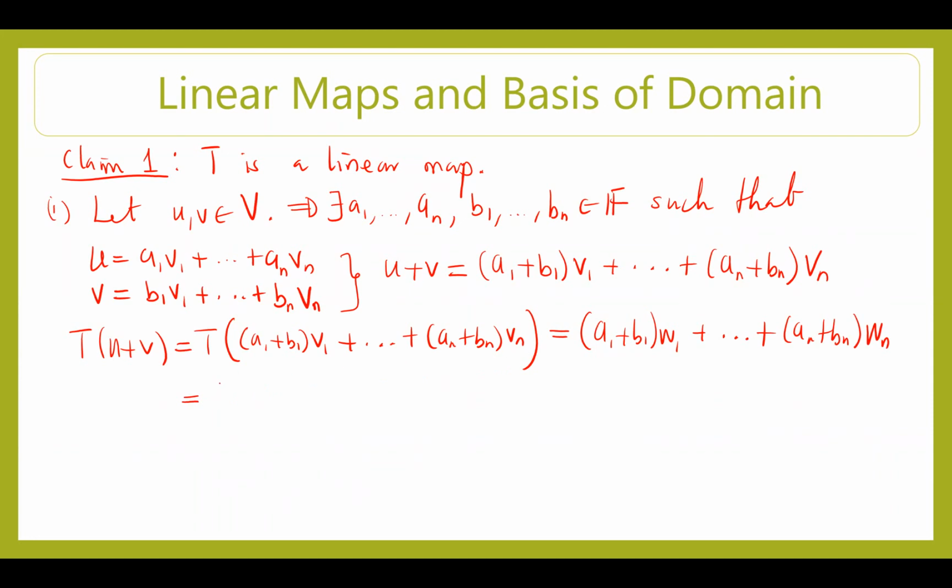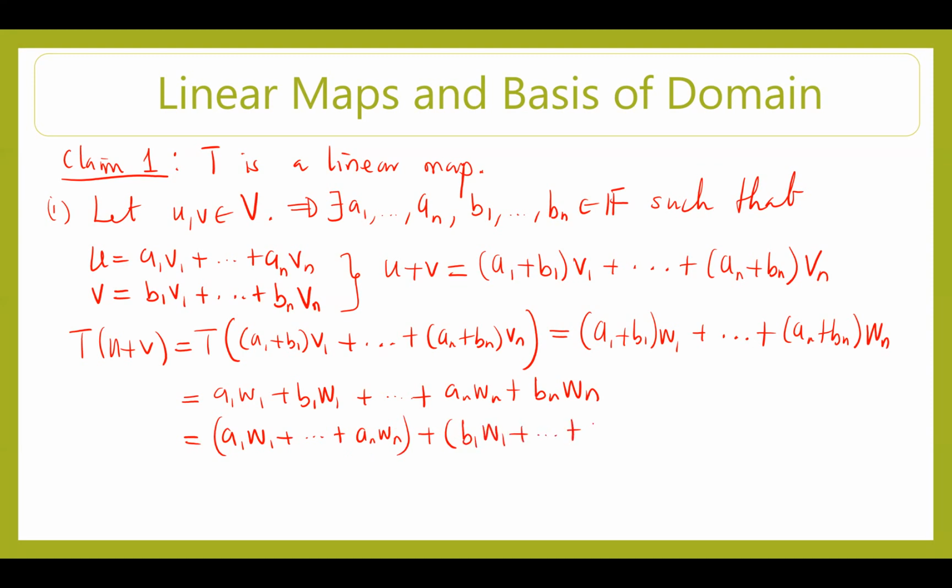All right, now that I have these sections, I can simply break this into two. It's a vector. So I'm going to have A1 W1 plus B1 W1 all the way to AN WN plus BN WN. I can rearrange this to have A1 W1 all the way to AN WN, and I can group this on one side, plus the ones with B now, so B1 W1 all the way to BN WN.